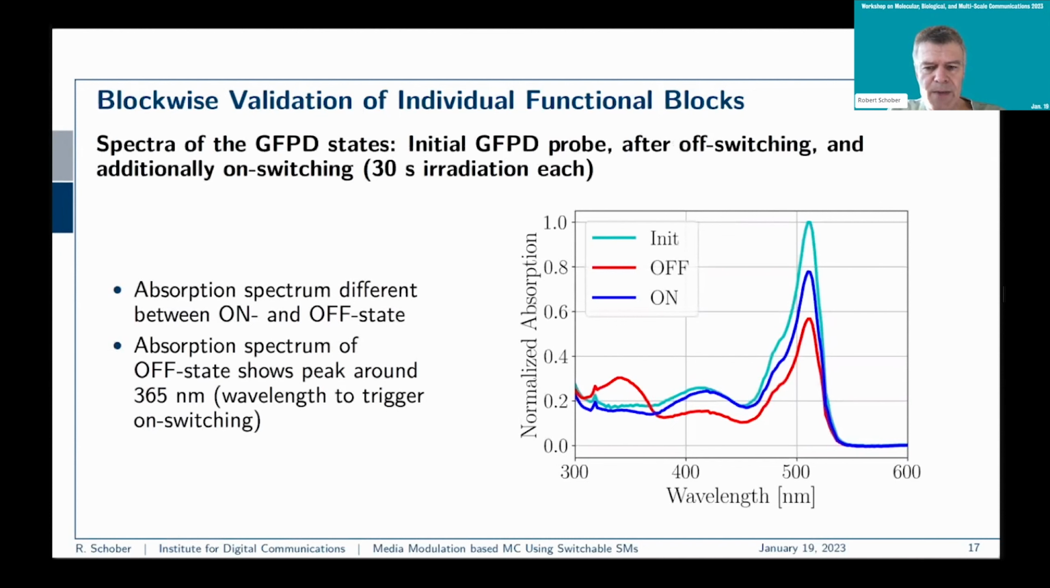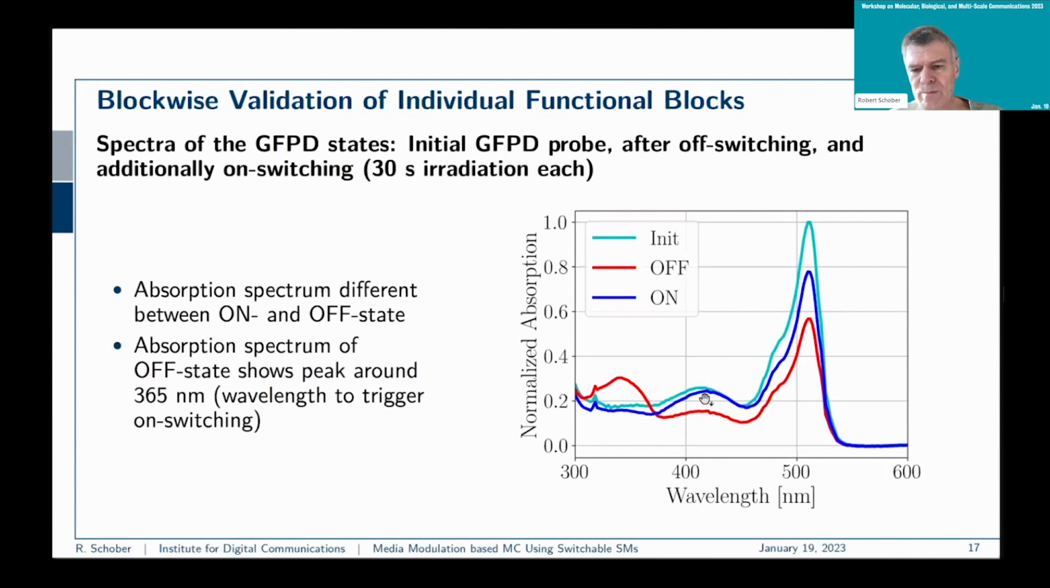Then in the next figure, we measured the absorption spectrum of these GFPs. And again, the green curve, or turquoise curve, this is for the initial molecule before switching. And then the blue and the red curves, those are for the on and off state. And you can see that in the off state, we have a local maximum of this spectrum at around 350 or 360 nanometer. And this is used then to switch the molecule on again, right? So you illuminate it with 365 nanometer light to switch it on.